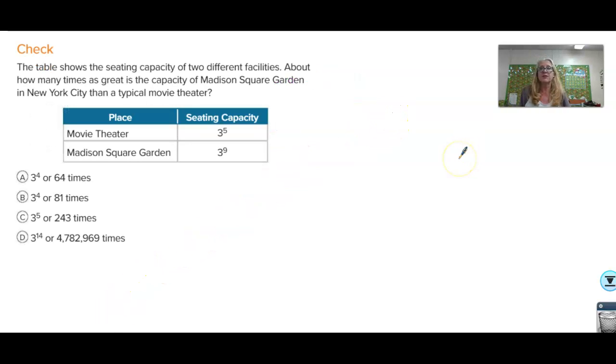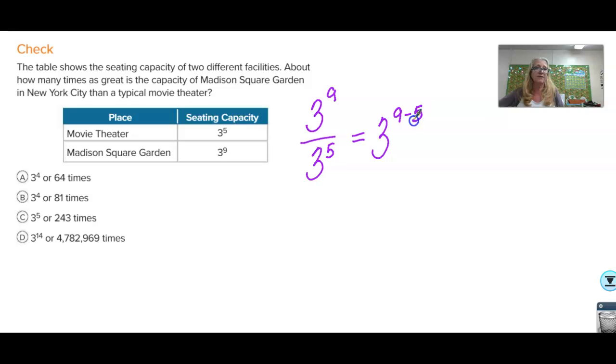All right, the table shows the seating capacity of two different facilities. About how many times as great is the capacity of Madison Square Garden in New York City than a typical movie theater? This is a question that is very similar to an error question. They want to know how many times as big, all right? And whenever you do how many times as big, you always take the larger number, which would be 3 to the 9th power, and divide it by the smaller number, which would be 3 to the 5th power. Remember that this is the quotient of powers property. So this is equal to 3 to the 9 minus 5, which is equal to 3 to the 4th power.